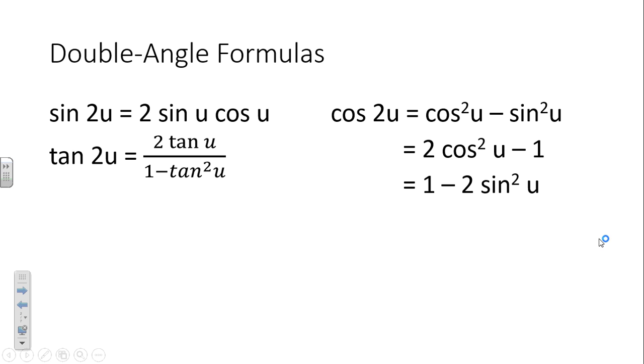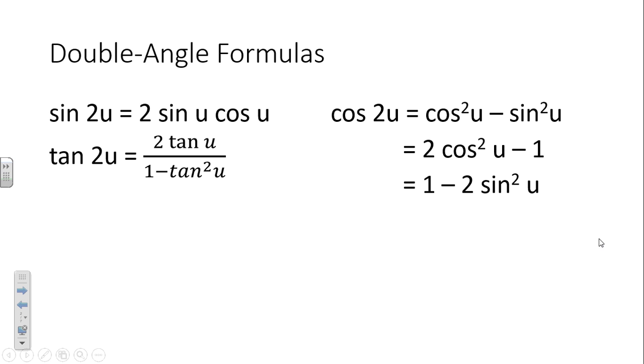So first of all, the sine of 2u, sine of 2x, is equal to 2 times the sine of u cosine u, or 2 times the sine of x cosine x, or theta, whichever variable you happen to be using for your angle measure. Tangent of 2u is 2 tangent of u over 1 minus tangent squared of u. But cosine actually has 3 options for you.